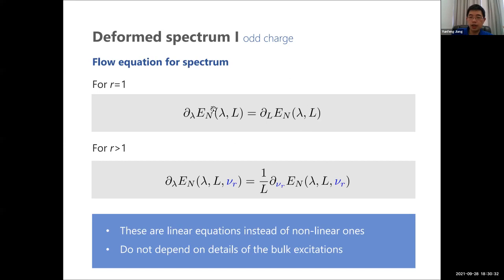Basically, you don't have a nonlinear flow equation, so it's all a linear flow equation. This is the story for R equals 1. Now, if you take R larger than 1, then you can write down a similar linear flow equation. So this is the story for the deformed spectrum. We see that the flow equation for the finite volume spectrum is very simple.